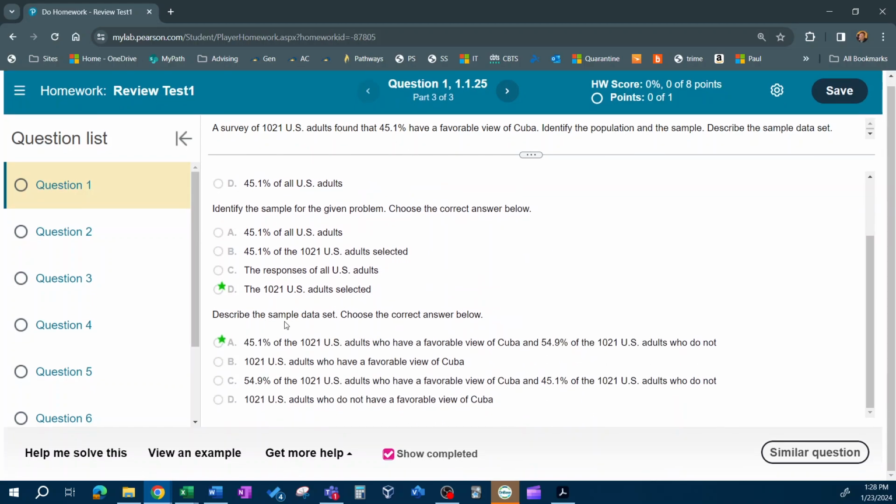All right. Describe the sample data set. 45.1 of the 1,021 U.S. adults have a favorable view of Cuba. All right, and then 44.9 of the same sample do not. Okay, so that's the first problem.